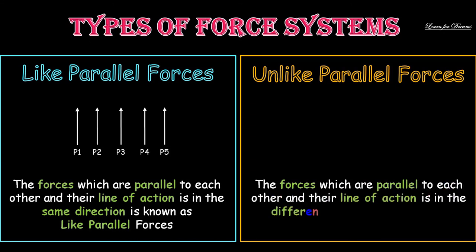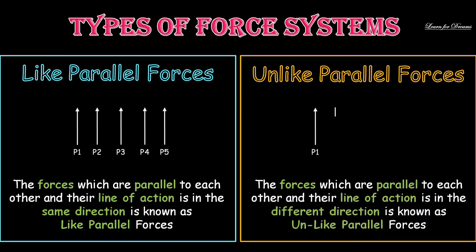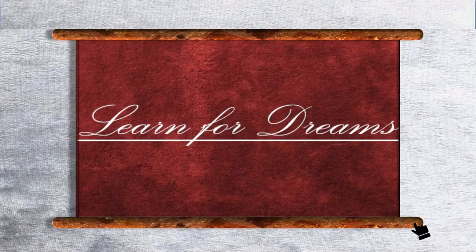Now, the forces which are parallel to each other and whose line of action is in different directions are known as unlike parallel forces. Here in this diagram you can observe that the forces P2 and P4 are in the opposite direction to that of the forces P1, P3 and P5. So students, this was all about the force system.